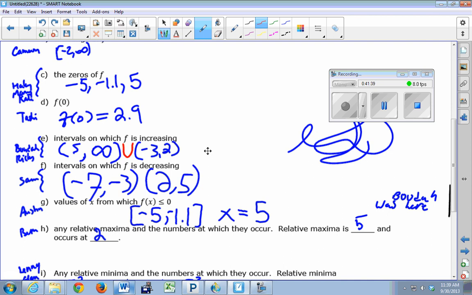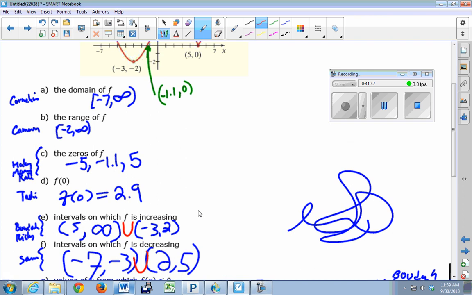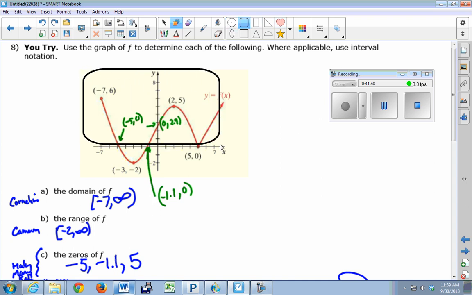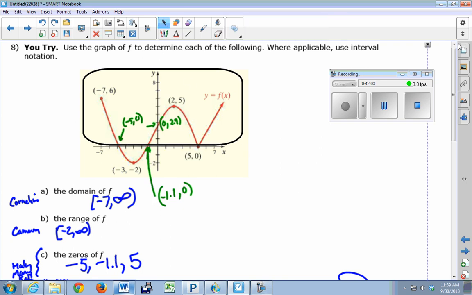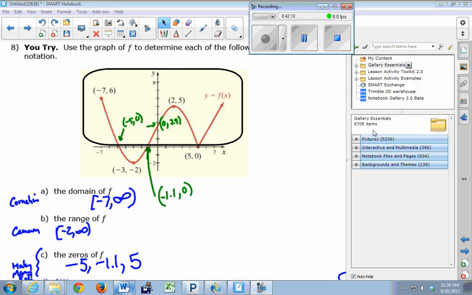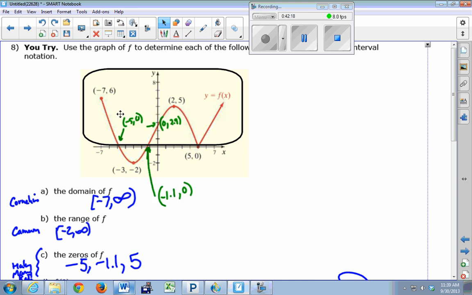Is it decreasing? Yes. All right. Values at which x, from which f of x is less than or equal to 0. So what I suggested to someone was for them to take their paper and just cover up everything. Imagine this is all filled in right here. So imagine that this is all filled in.